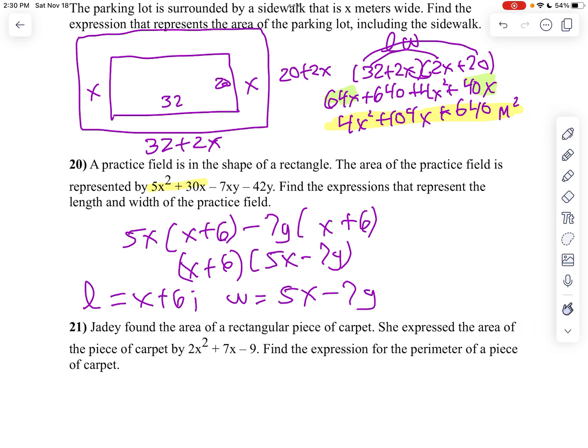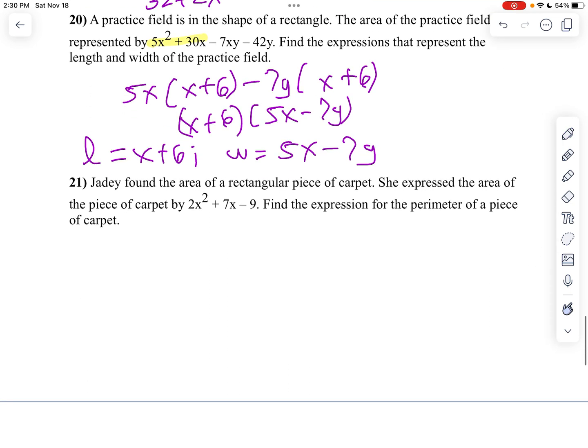Okay, last one. Let's take a look at JD's problem. JD found the area of a rectangular piece of carpet. She expressed the area as 2x squared plus 7x minus 9. Find the expression for the perimeter. There's an extra step on this because we want to find the perimeter. But in order to find the perimeter, you've got to find the length and width.